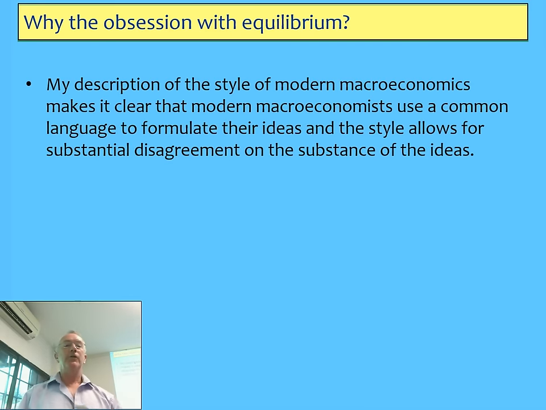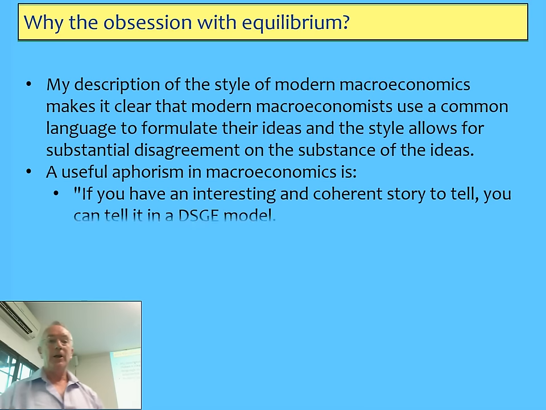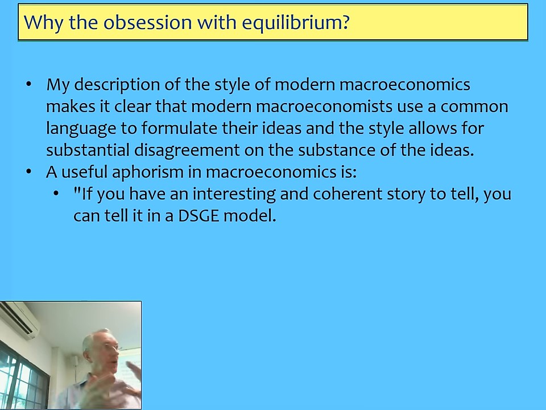And he said that if you look at modern macro, they use a common language to formulate their ideas. It allows for substantial disagreement over substance, but gives you a framework for discussing. And he says a useful aphorism in macroeconomics is that if you have an interesting and coherent story to tell, you can tell it in what he calls a DSGE model. Now, those characters stand for dynamic, which is a good thing, stochastic, which means shocks, general, which means it covers everything, equilibrium model.